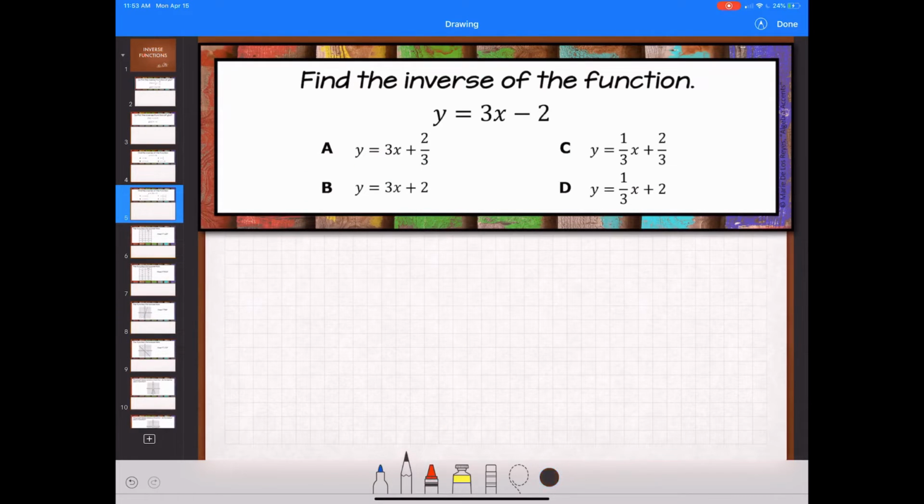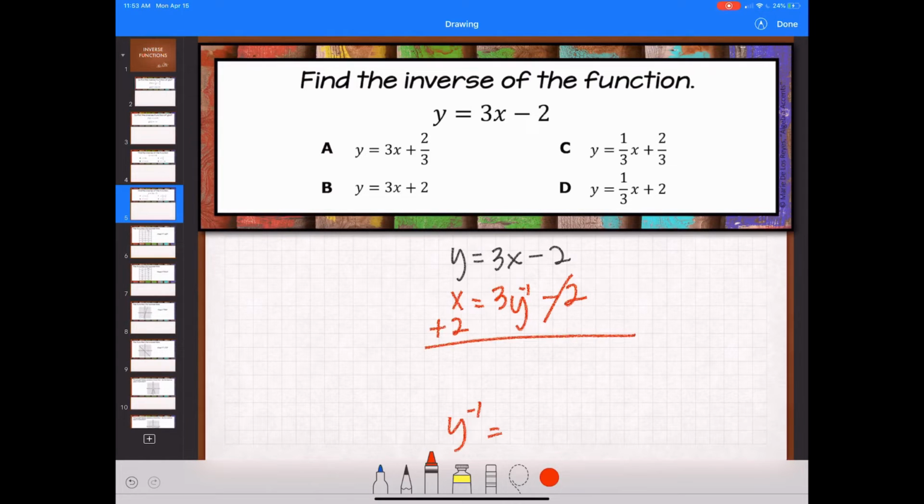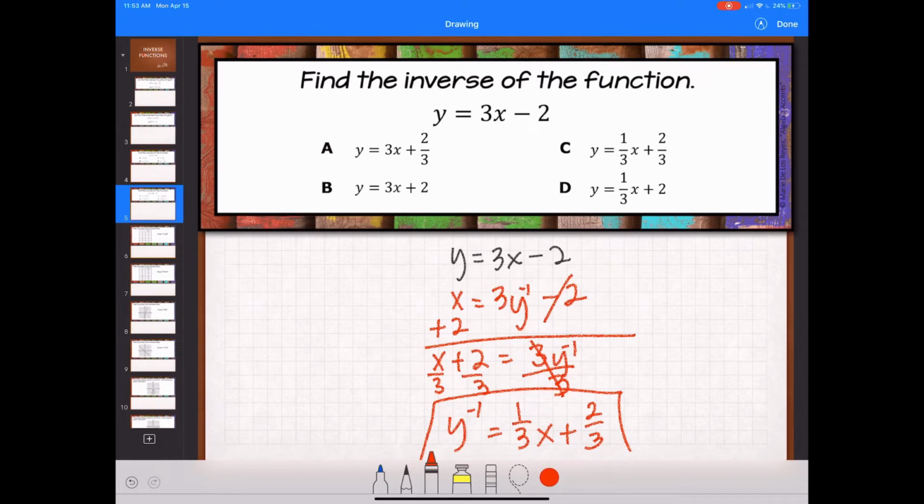Okay, let's try it with this problem. Find the inverse of the function. So the original function is y equals 3x minus 2. I'm going to switch, and when I switch it, I'm going to write the inverse y. And now I'm going to solve for inverse y. So I'm going to add 2 to this side. So that's x plus 2 equals 3 inverse y, divided by 3. So I get 1/3 x plus 2/3 equals the inverse of y.